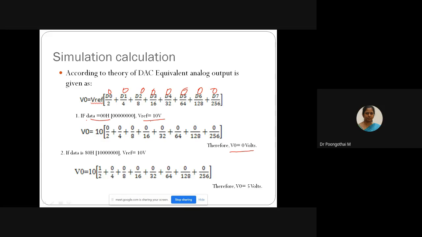In Proteus simulation, we have to calculate our analog output voltage using this formula. And next, 80 hex, that is 10000000, and what is the output? 5 volts. Suppose I am applying 1 to all the bits. So what is your output? Your output will be 10.